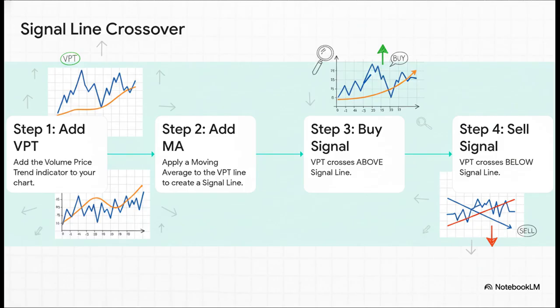Here's how it works. First, you add the VPT to your chart. Easy enough. Second, you smooth it out by applying a moving average to it. Just think of this as an average of the VPT's recent values. That moving average line becomes your signal line. Now, when the main VPT line crosses above that signal line, that could be a potential buy signal. And when it dips below it, that flags a potential sell.